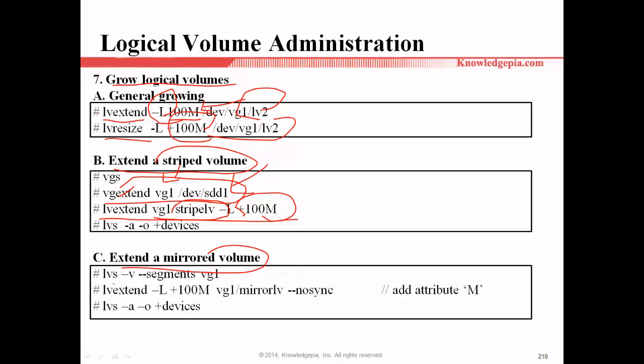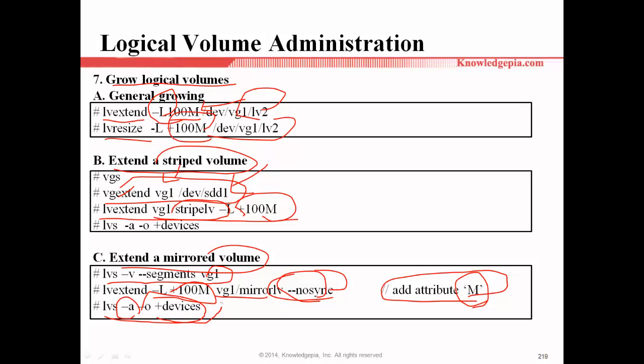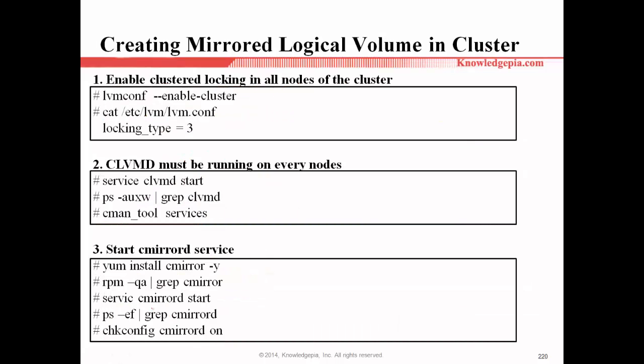If we want to see information at first, lvs -v and the volume group, and have that large size 100 megabytes volume group and no synchronization. So if we give no synchronization, maybe in the attributes we can see just M. And lvs -o -a -o option all, then devices, then this also will show the information.